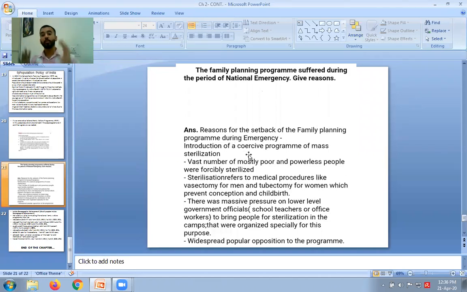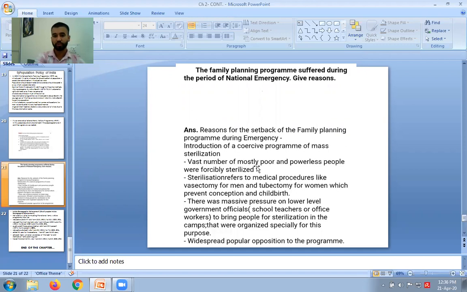Introduction of coercive program of mass sterilization. I've already told you that forceful activities were done by the government. So what does this word mean? Coercive program. This was not only a program to control the birth rate, but it turned out to be a coercive program. Coercive means something that is forceful. The government was adopting forceful activities to push people for the sterilization process.